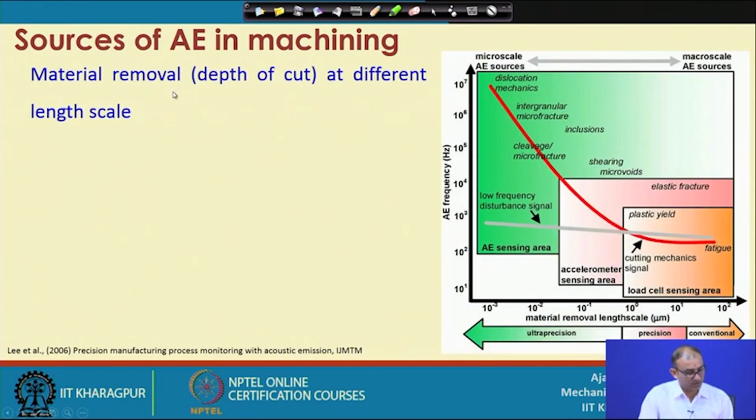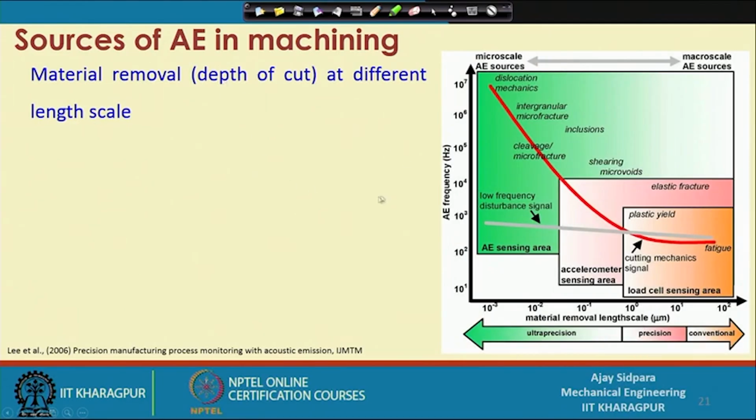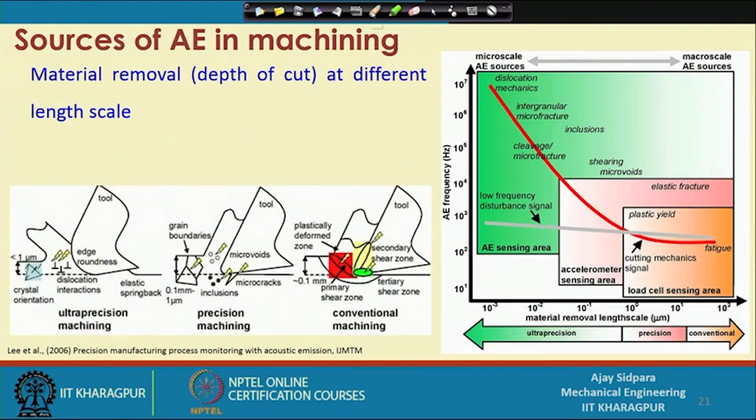If you plot in terms of depth of cut, now you can see here, this is the unconventional machining, where you consider the material removal length scale as the depth of cut. In conventional machining processes, when you talk about a depth of cut of 0.1 millimeter, 100 micron or so, there is the primary zone, the secondary zone, the tertiary zone, and the shear zone. In this way you get the deformation, and mostly you look at a bigger scale. This is the measurement area in conventional machining.